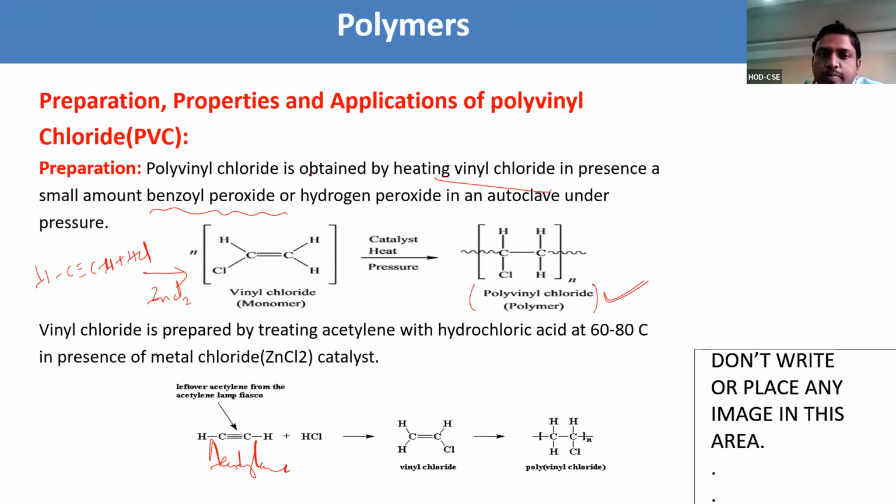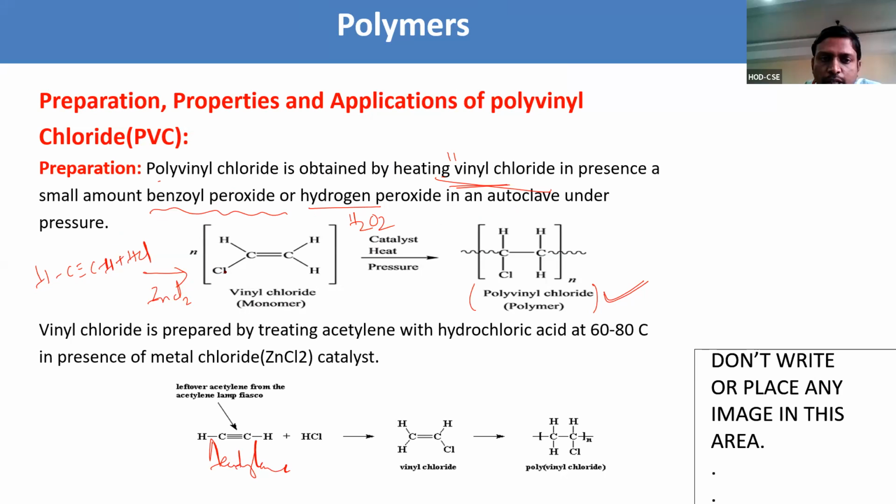PVC, polyvinyl chloride, is obtained by heating vinyl chloride in the presence of a small amount of benzyl peroxide or hydrogen peroxide, H2O2, in an autoclave under pressure.